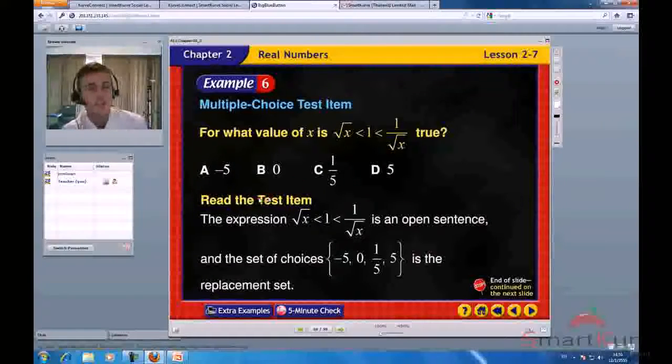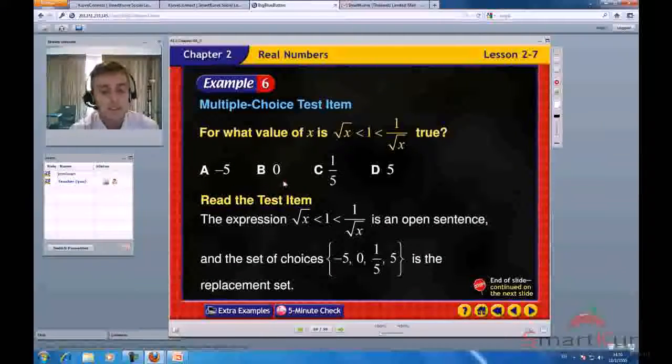Multiple choice test item. For what value of x is √x less than 1 and 1 less than 1 over √x true? A, -5, B, 0, C, 1/5, D, 5. Read the test item. The expression √x is less than 1, 1 is less than 1 over √x is an open sentence, and the set of choices are -5, 0, 1/5, 5 as the replacement set. The numbers listed here.